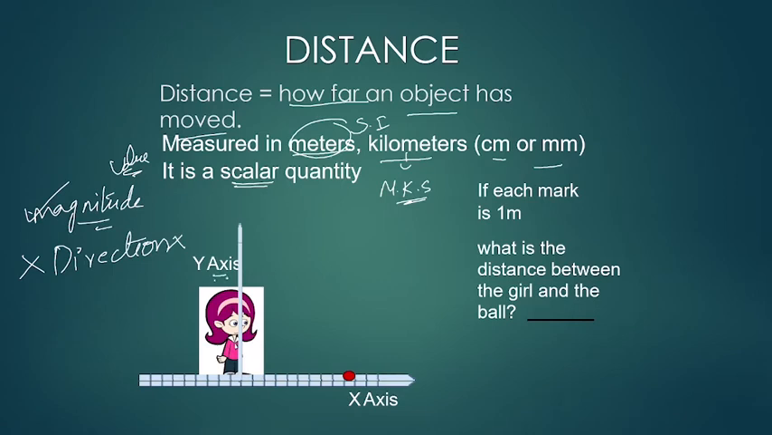Now let us see a small example here. There is a girl who is standing at this point. Here it is given that each mark is 1 meter. We have the x-axis and y-axis here. Let us label the markings: 1, 2, 3, 4, 5, 6, 7, 8, 9. So one mark is equal to 1 meter. So we can say that the distance from the girl to the ball is 9 meters. I hope you are clear with the distance concept.